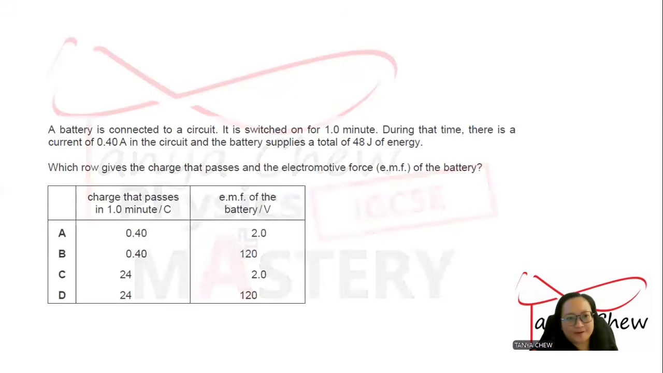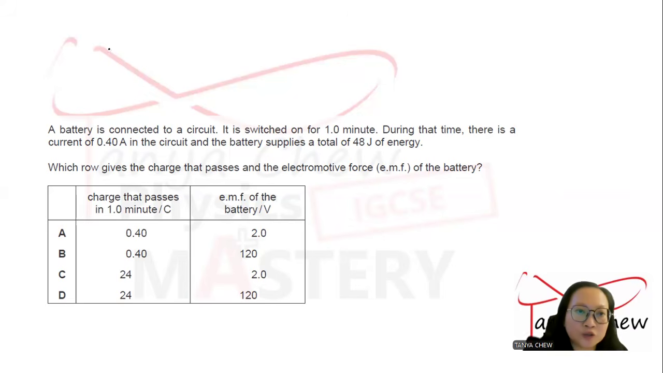The next one. A battery is connected to a circuit. It is switched on for 1 minute. During that time, there is a current of 0.4 ampere in the circuit, and the battery supplies a total of 48 joules of energy. Which row gives the charge that passes and the electromotive force of the battery?